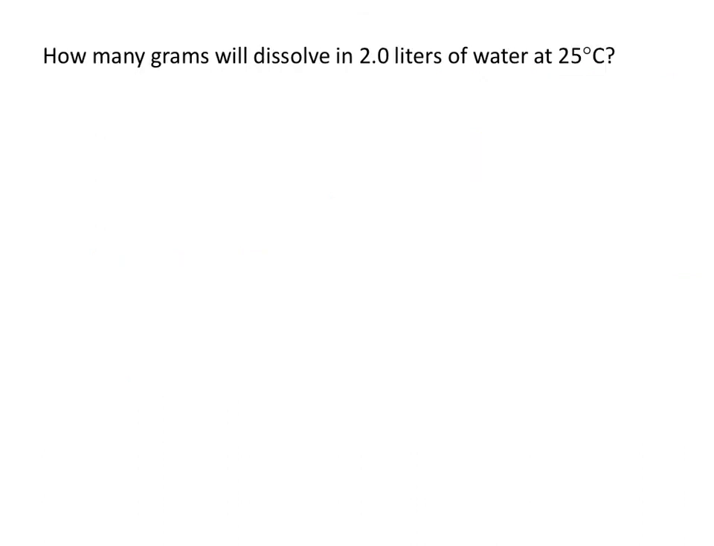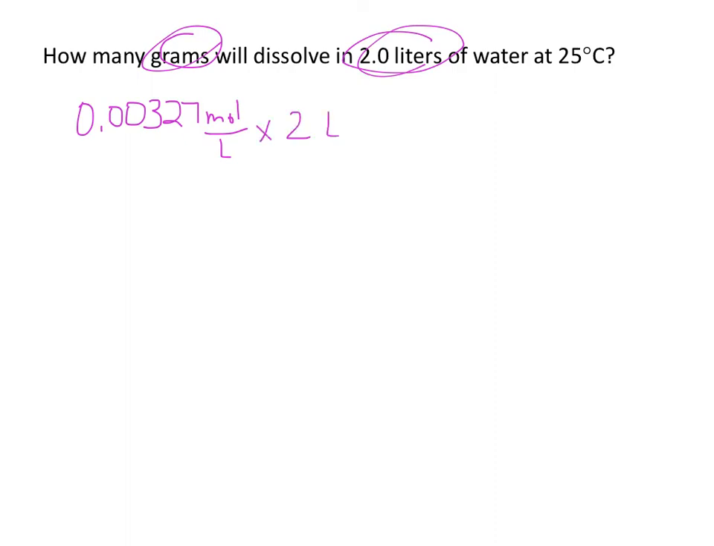So let's look at the second part of this problem. How many grams will dissolve in 2 liters of water at 25 degrees? So we had already decided 3.27 times 10 to the negative 3 moles will dissolve in a liter. Now this is asking how many grams will dissolve in 2 liters. So let's multiply that by 2 liters instead of just 1, and I end up with 0.00654 moles in 2 liters.